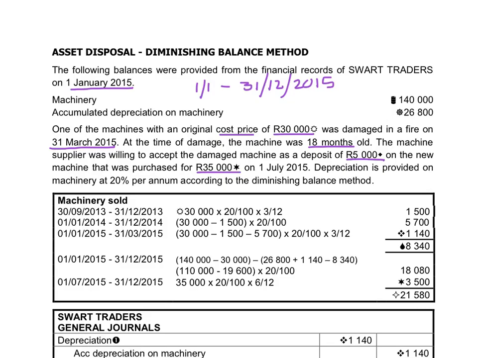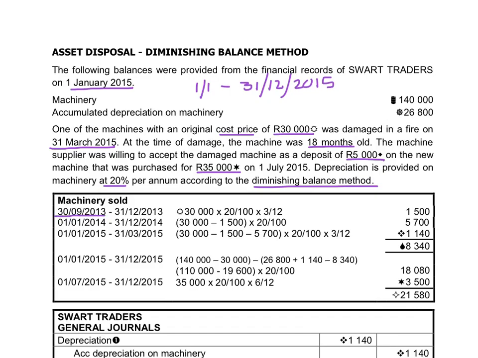Depreciation is provided at 20% per annum according to the diminishing balance method. If we look at the machine that was sold, it was 18 months old on the 31st of March, so we must work back 18 months. That means this machine was purchased on the 30th of September 2013.